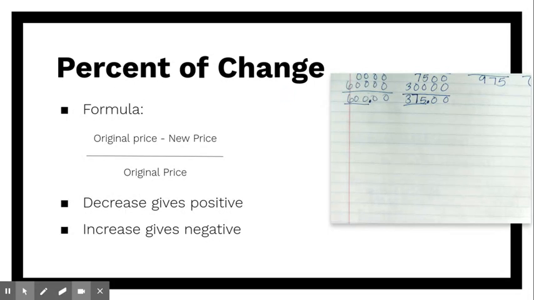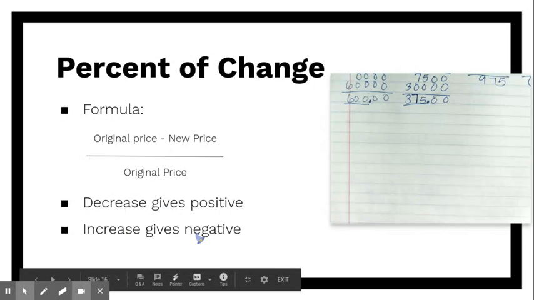The next one is going to be percent of change. This is how much did a price change. This is with money. How much did a price change or a solution change from one number to the next, okay? So you always put your original price or your original total first, and then subtract that from your new price or your new total, okay? And then you divide that all by the original price. So original minus new divided by original, okay? If it decreases, you're going to have a positive number. If it increases, you're going to have a negative number. But they usually just ask you for the percentage, so it'll never be positive or negative.